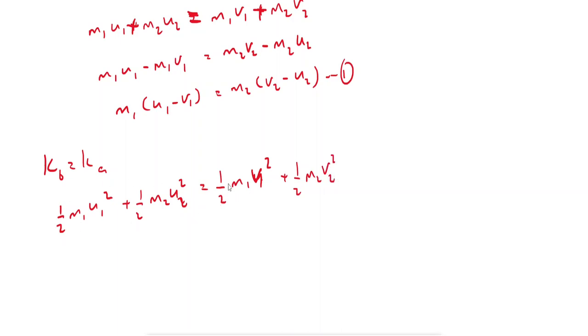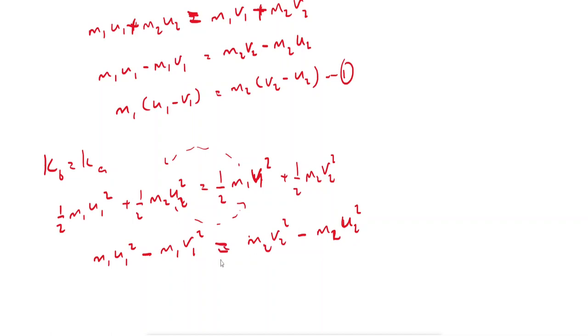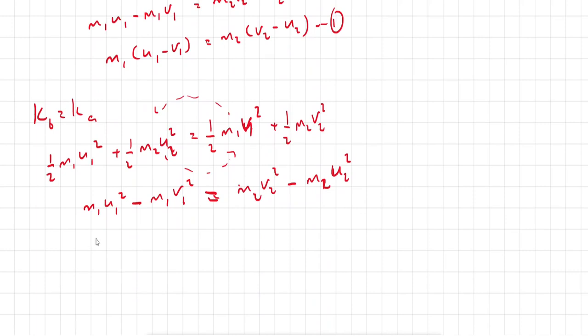All right, so you're going to basically cancel all the halves. And then after canceling all the halves, I'm going to take all the v1 this side, and then I'm going to take the v2, put it this side. So if I do that, I'm left with m1 u1 squared minus m1 v1 squared. I just took this one and put it this side. I'm going to take this one and put it this side. So this becomes m2 v2 squared minus m2 u2 squared. All right, and then in this case, what you're going to have now is m1 (u1 squared minus v1 squared), and then this is going to be m2 (v2 squared minus u2 squared).